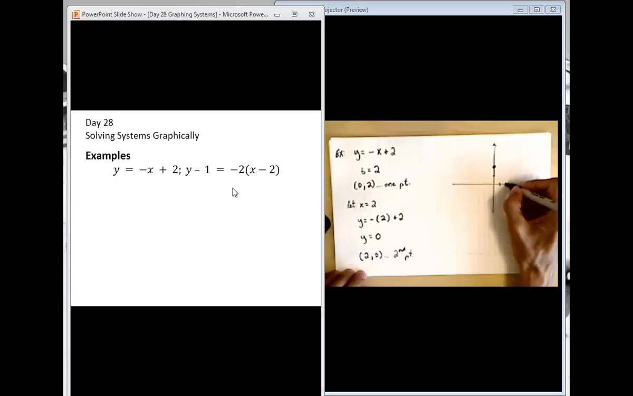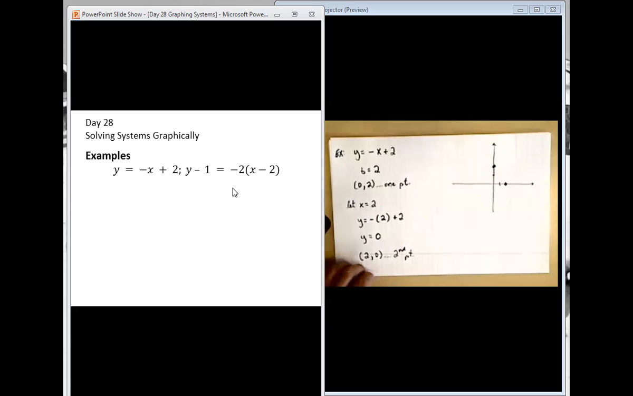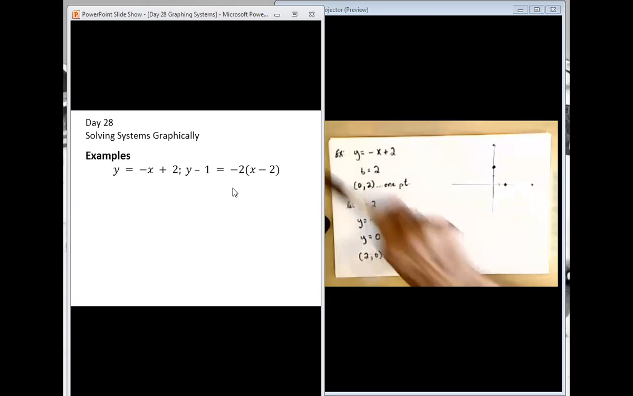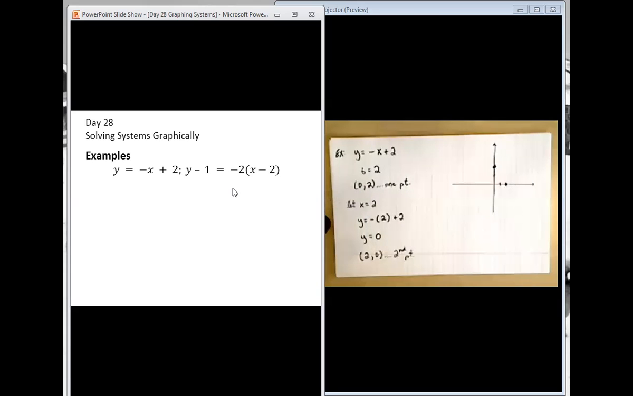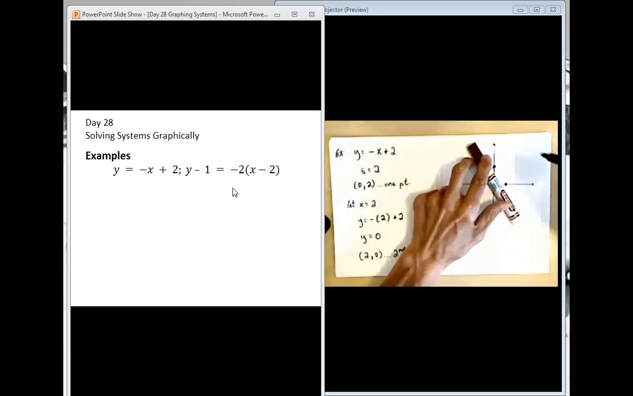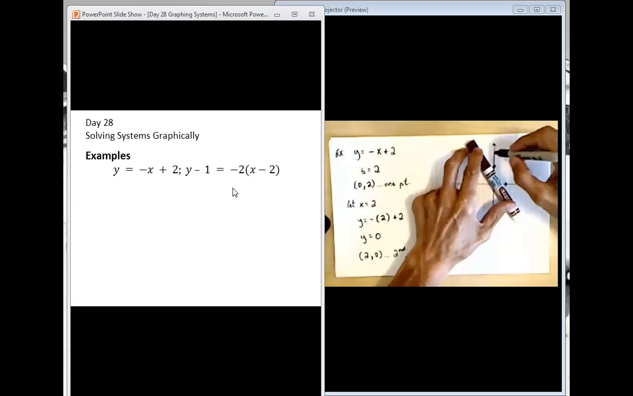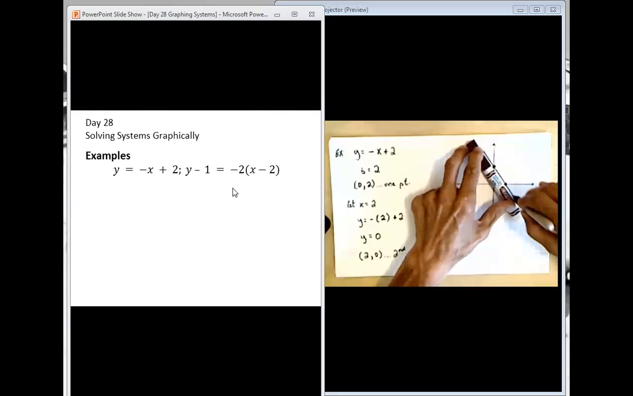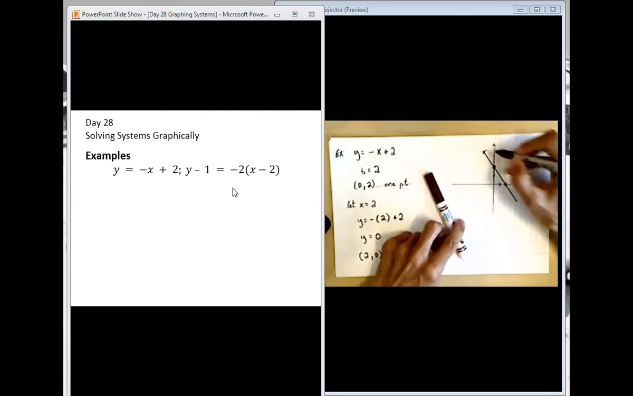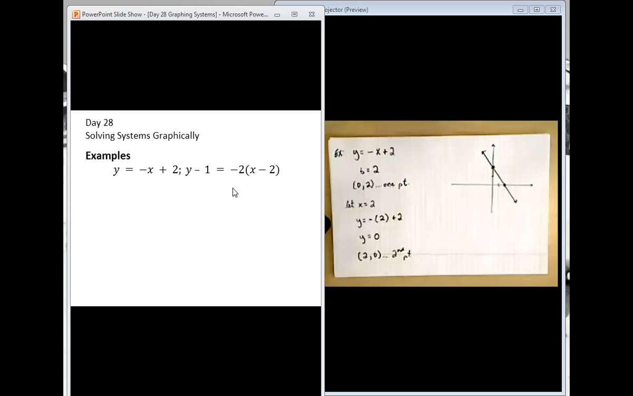So 2 and 0 from this other point, right? Lock it down with a ruler, and then we work on the next equation there. Okay, so that's going to look like that. Perfect. What does the other equation look like?